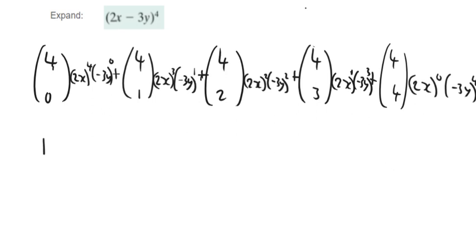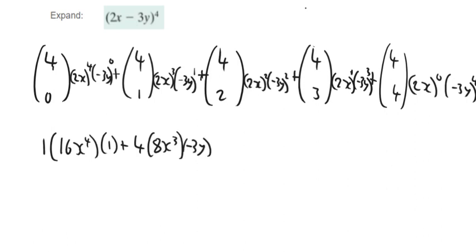So 4 choose 0 would be 1. 2x to the power of 4, so I have to raise both the 2 and the x to the power of 4, so that would be 2 to the power of 4 is 2 times 2 times 2 times 2, so that's 16, and it'd be x to the power of 4. Minus 3y to the power of 0 is just 1, plus 4 choose 1 is 4. 2x cubed would be 8, x cubed, and minus 3y to the power of 1 is minus 3y. So we still have to multiply all of those out.